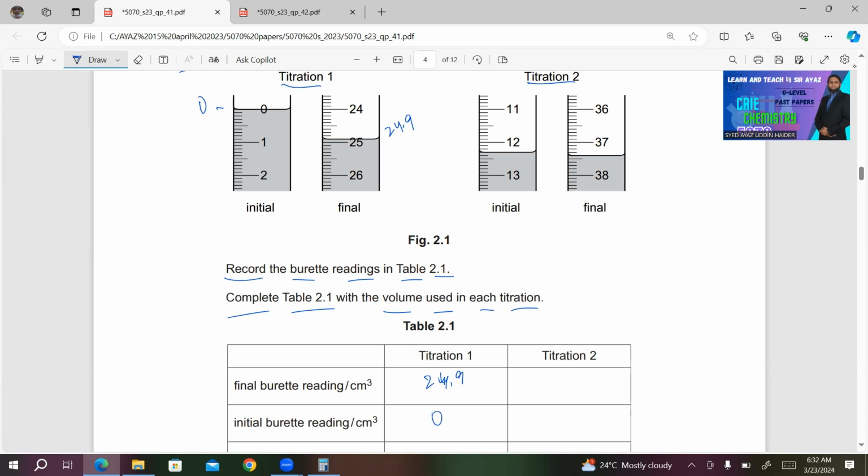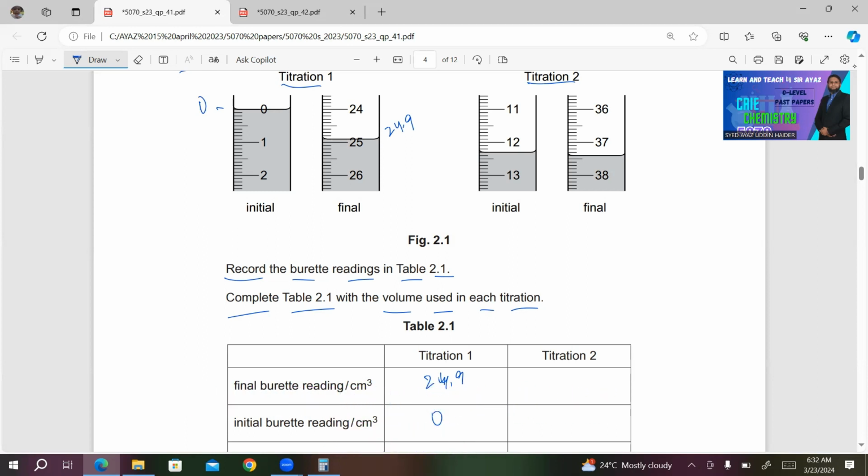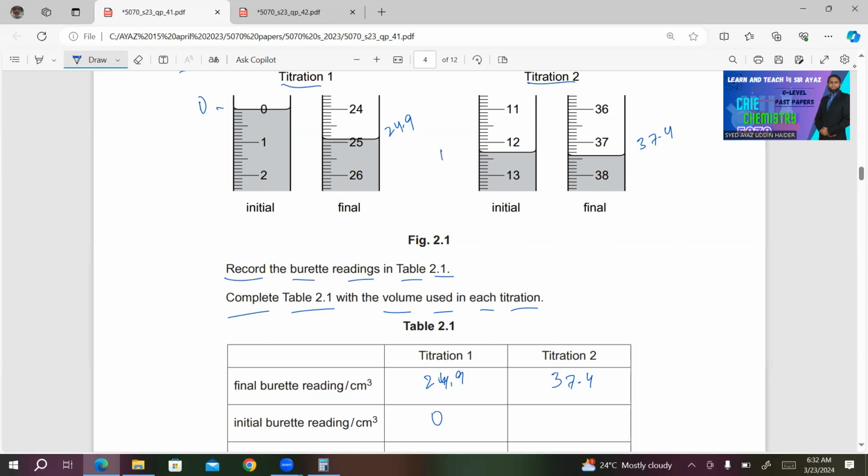Titration 2, the final burette reading is 37.4, so I will write 37.4. What about the initial reading? It should be 12.3.